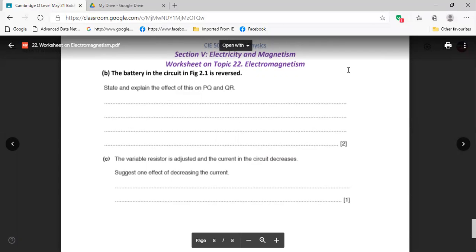State and explain the effect of this on PQ and QR. Just reverse, right? The battery in the circuit, whatever the current direction is, is reversed. Then what will happen? Opposite, right? For PQ and QR, one will be downwards, another will be to the left side, right? So write it.